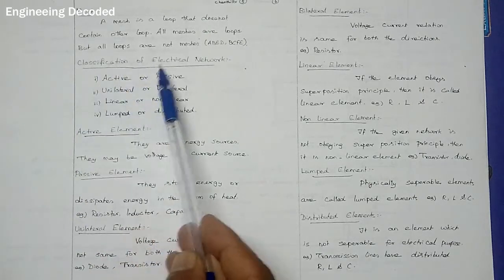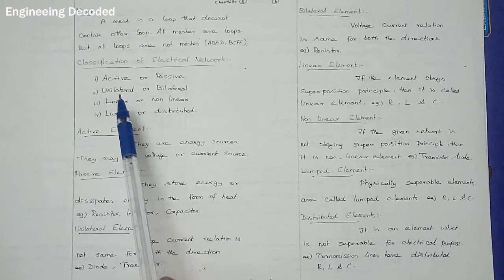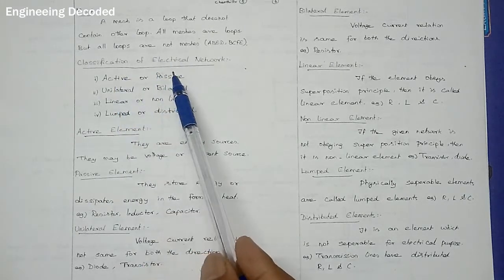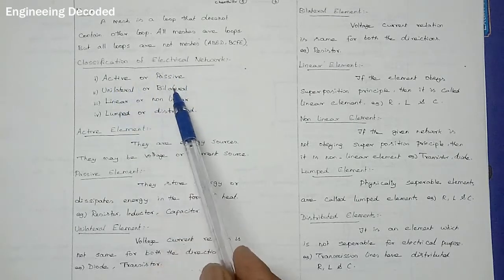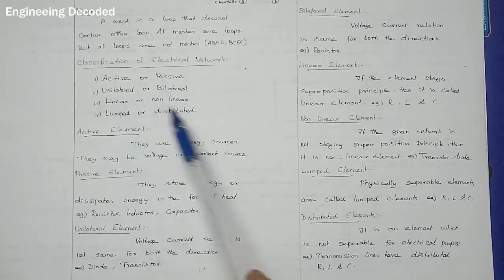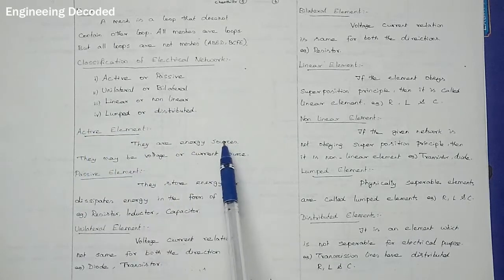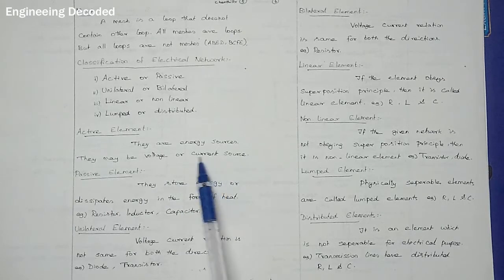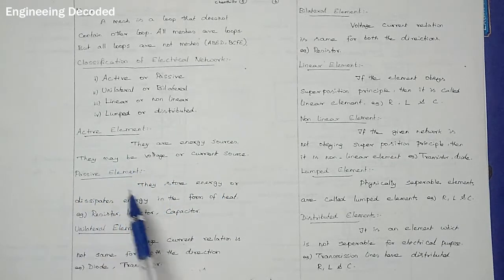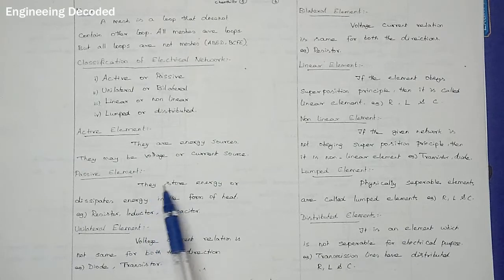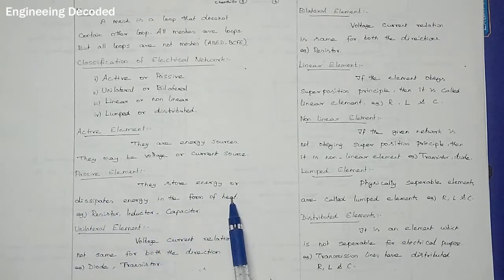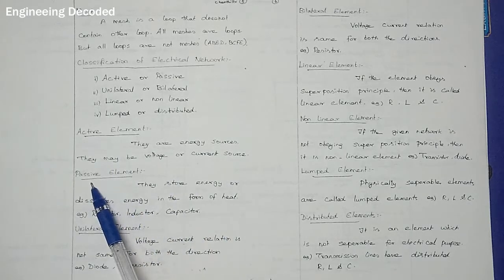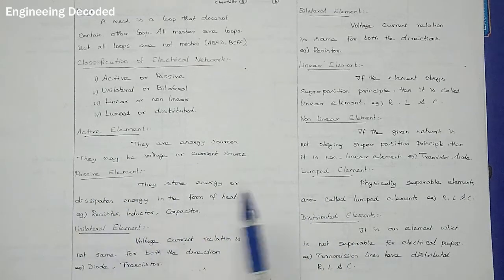Now we can see the classification of electrical network. So electrical networks are classified into 8 important groups: active network, passive network, unilateral network, bilateral, linear, non-linear, lumped and distributed. So active means they are the energy sources. We know voltage source and current source, both are the active sources. Passive element, so they store energy or dissipate energy in the form of heat. So active element will supply, passive element will dissipate it.